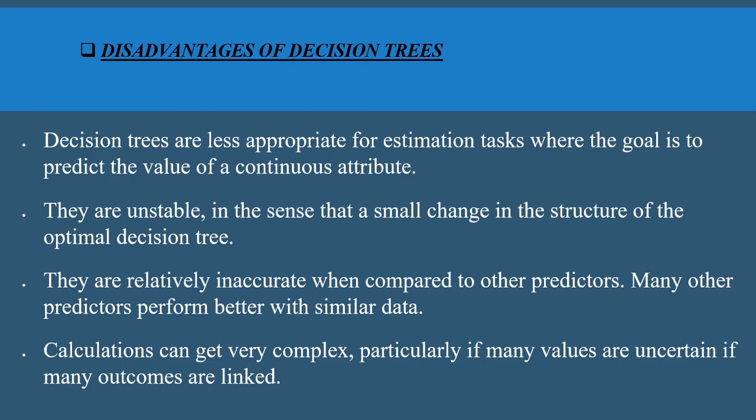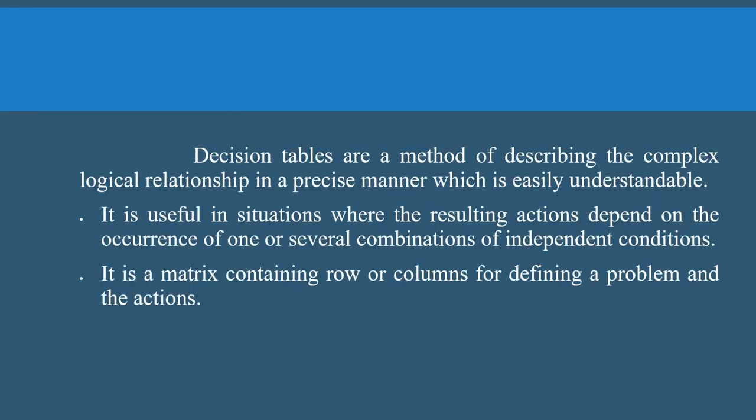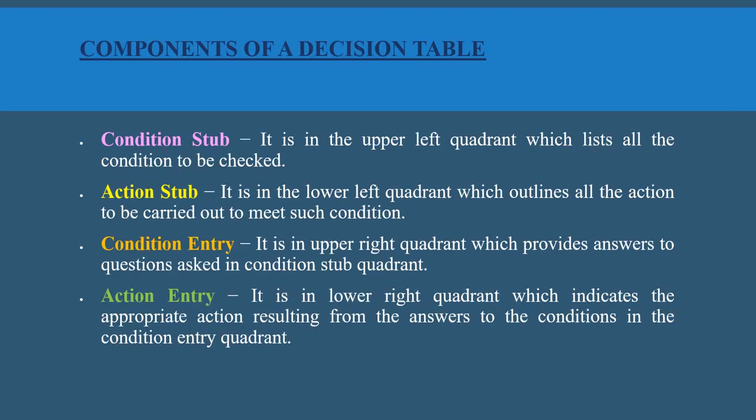Then let us move on to decision tables. Decision tables are a method of describing complex logical relationships in a precise manner which is easily understandable. It is useful in situations where the resulting actions depend on the occurrence of one or several combinations of independent conditions. Decision tables also rely on the actions and conditions. It is a matrix containing rows or columns for defining a problem and the actions.